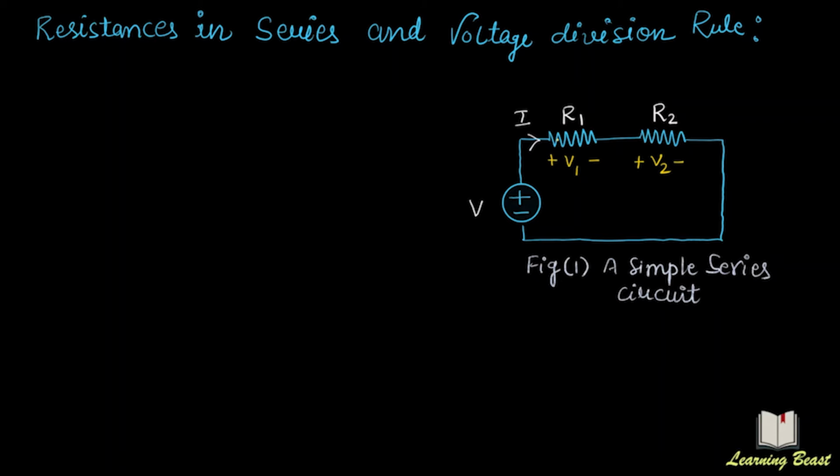Now, from Ohm's law, what can I write? I can write this V1 is equal to I into R1. Similarly, V2 can be written as I into R2.